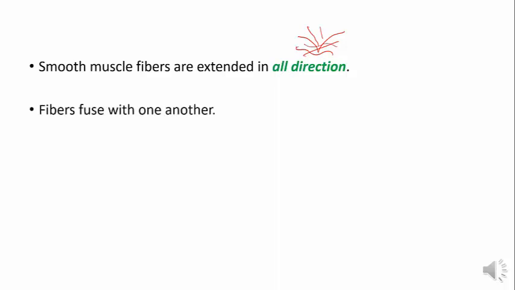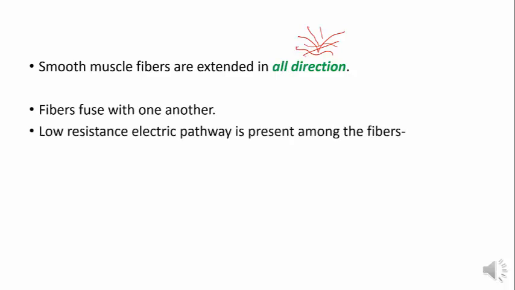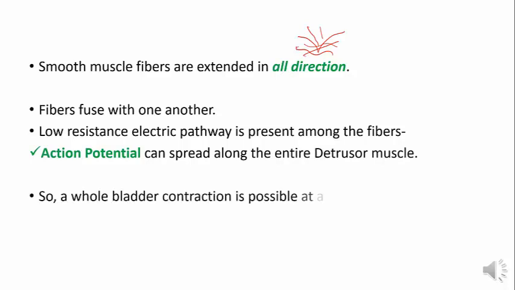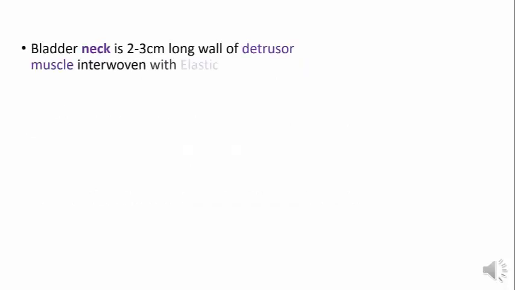The fibers fuse with one another, and a low resistance electric pathway is present among the fibers, so the action potential can spread along the entire detrusor muscle at a time, so a whole bladder contraction is possible at a time. Now, the bladder neck is a 2 to 3 cm long wall composed of the same detrusor muscle, and it is interwoven with elastic tissue and forms a muscle bundle called the internal sphincter.